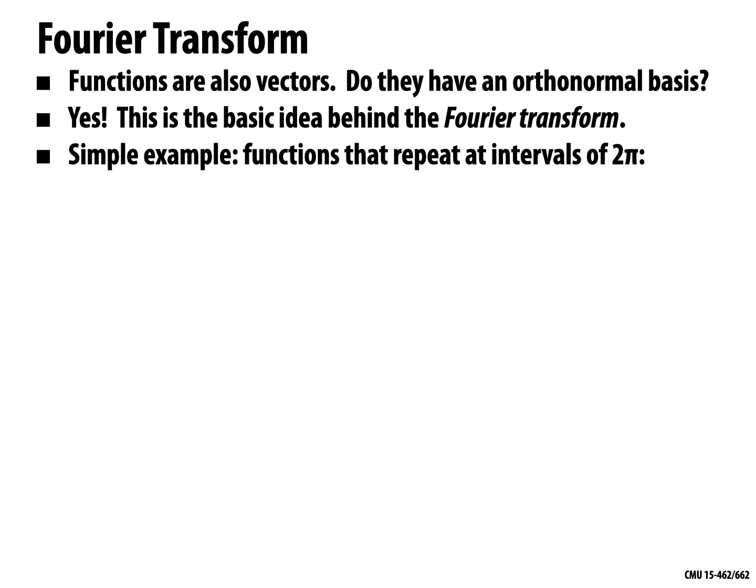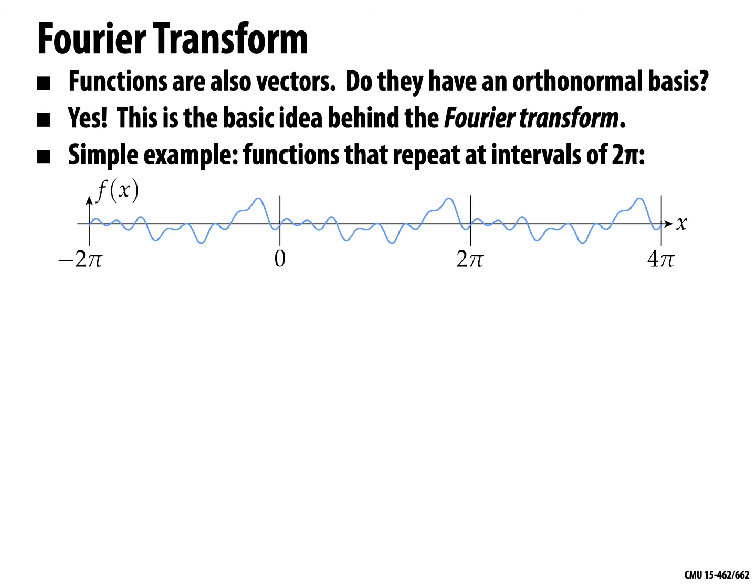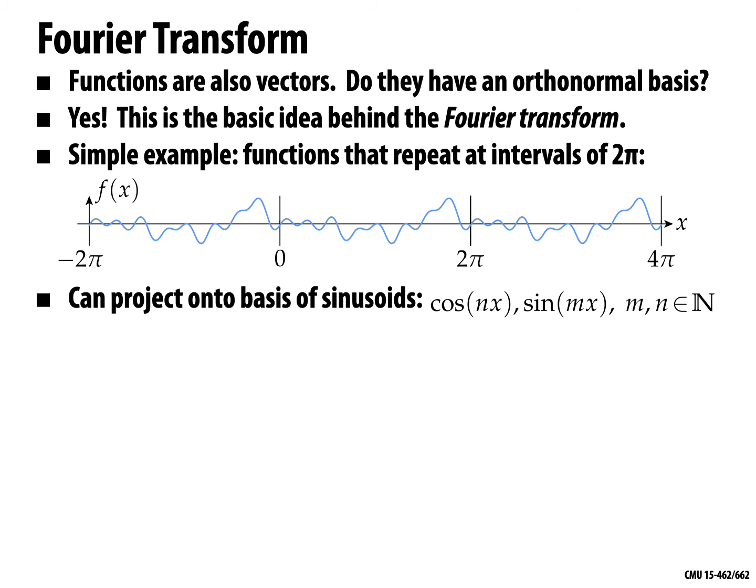So a really good example to start with, a nice simple example, is to consider a special class of functions on the real line that have a very, very special property: they repeat at intervals of 2 pi. So f of x is always going to be the same as f of x plus 2 pi, which is going to be the same as f of x plus 4 pi, and so forth. For these kinds of functions, we can always express them as a linear combination of a special set of basis functions: the sinusoids, cosine nx and sine mx for any integers m and n. You could go ahead and check that these are orthonormal. I think actually you might need a constant in front of these functions to give them unit norm, but they'll certainly be orthogonal to each other.